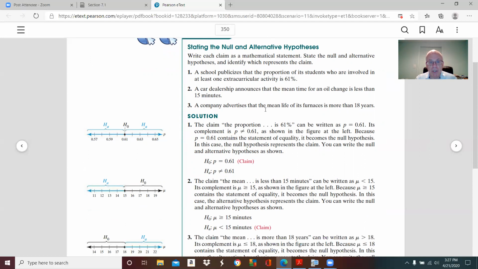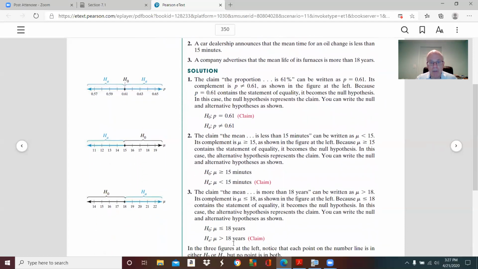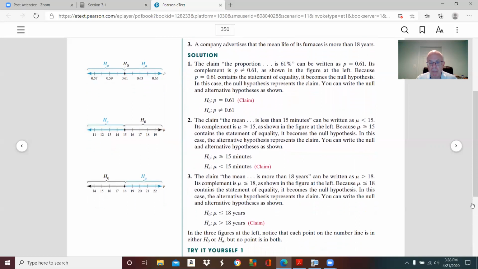And finally, the last one says a company advertises that the mean life of its furnaces is more than 18 years. Well, more than is also not one of the choices for the null hypothesis, it's one of the choices for the alternative hypothesis. So in this case, again, it's something that we measure, so it's going to be the mean. And so we're going to say mu is greater than 18 is the alternative hypothesis, it's the claim. And therefore the null, which is the complement of it, must be mu is less than or equal to 18 years. All right, that's it.